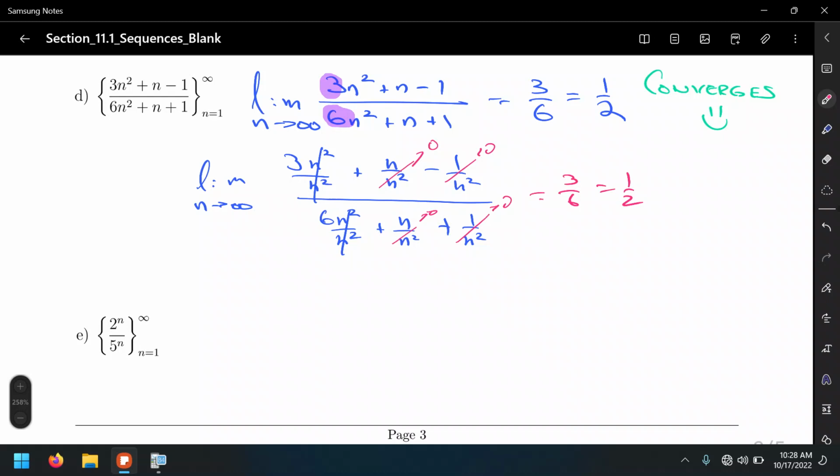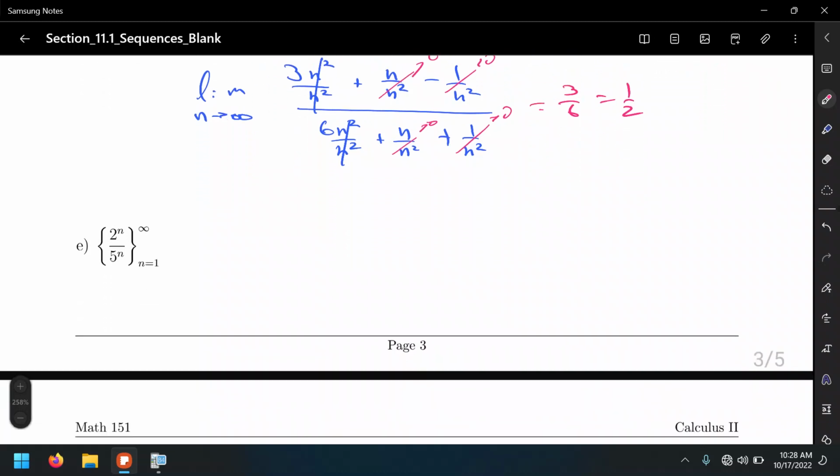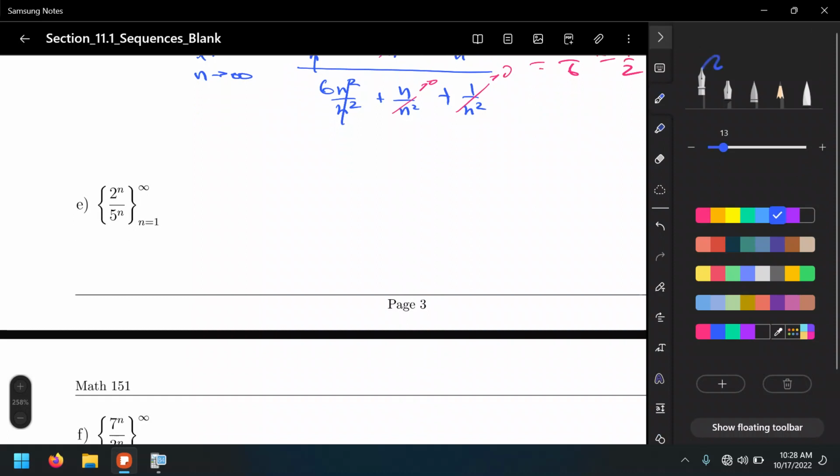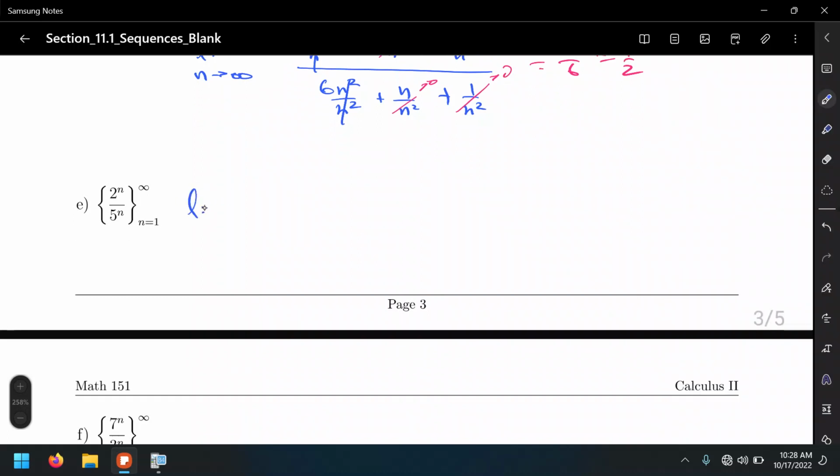All right, let's have a look at the next example. So what do we have? 2 to the n over 5 to the n. Let's write this as a limit problem: the limit of 2 to the n over 5 to the n as n approaches infinity.